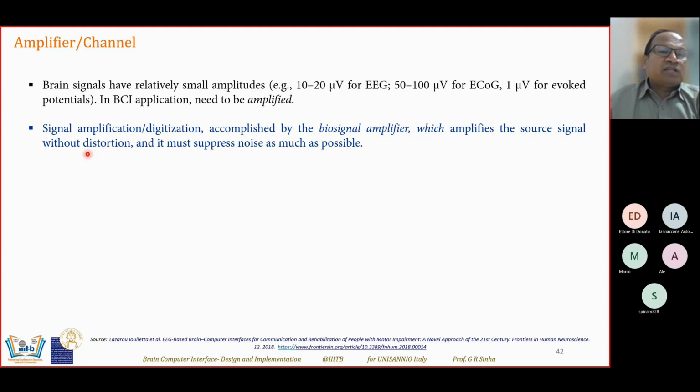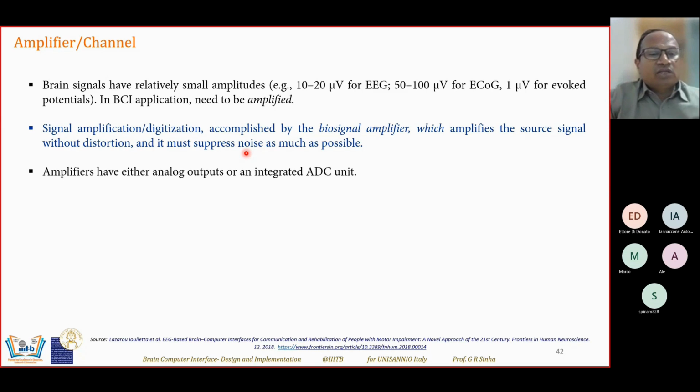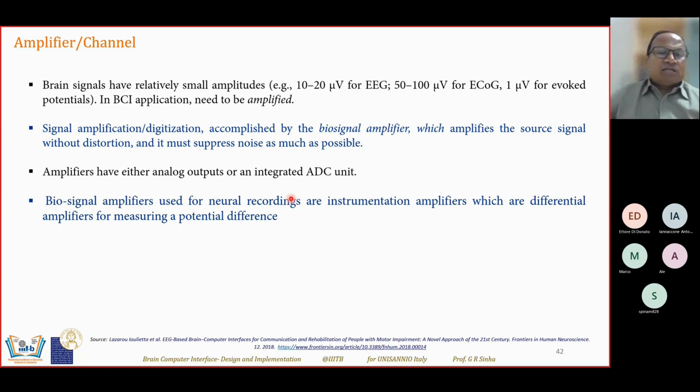So the source signal can be reproduced without distortion, and this biosignal amplifier must have the ability not only to amplify, but also to suppress the noise, because it can also have filtering capability. It can remove either the low frequency or high frequency component. So we can use a single electronic conditioning circuit, or we can use a separate amplifier, ADC, and filter also, analog to digital converter. Amplifiers have either analog outputs or an integrated output, and biosignal amplifiers are used for neural recordings or instrumentation.